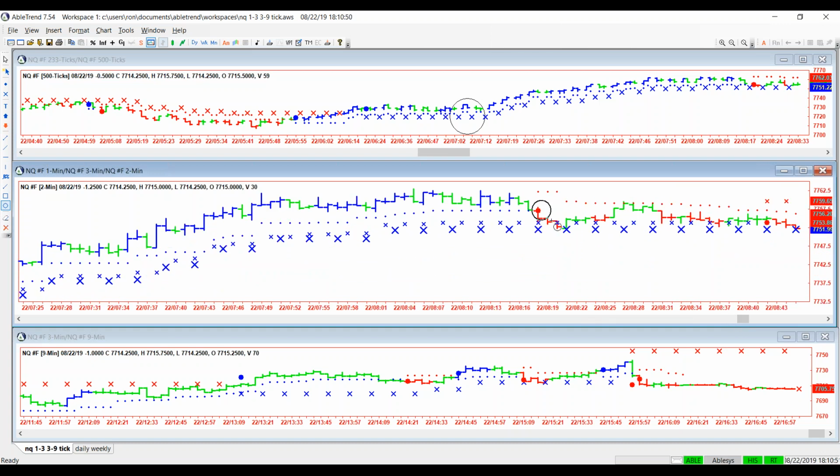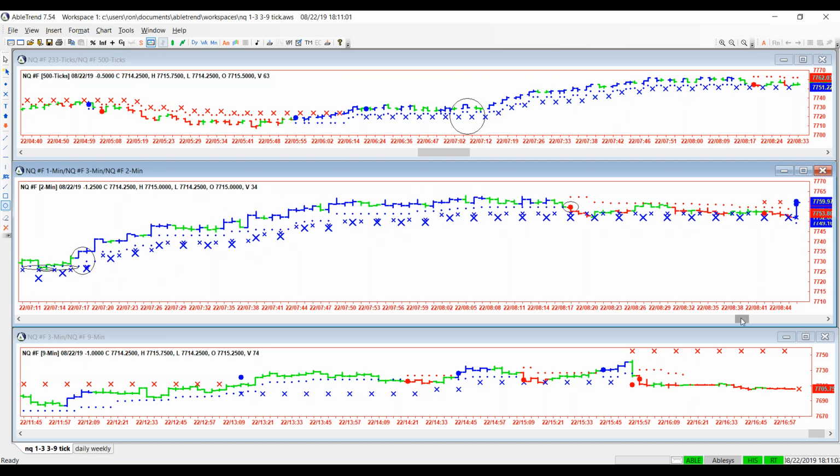77.34. We're out at 56. Nice, 22 points. That's $440 trading the mini NASDAQ. That AbleTrend gave it to all of us, you, me, and everyone else who simply just followed the same rules I repeatedly have been talking about for years now.